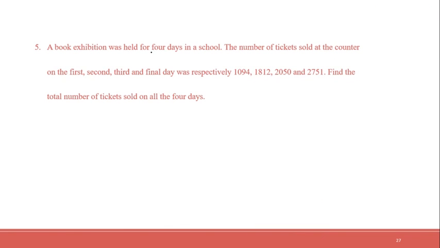A book exhibition was held for 4 days in a school. Okay, 4 days. The number of tickets sold at the counter on the first, second, third, and final day was respectively this. That means for the first day, tickets sold were 1,094. For the second day, similarly for the third day, and for the fourth day. These are the number of tickets sold each day. Find the total number of tickets sold on all 4 days. That means we just have to add all this. The question just wants to know the total number of tickets sold.